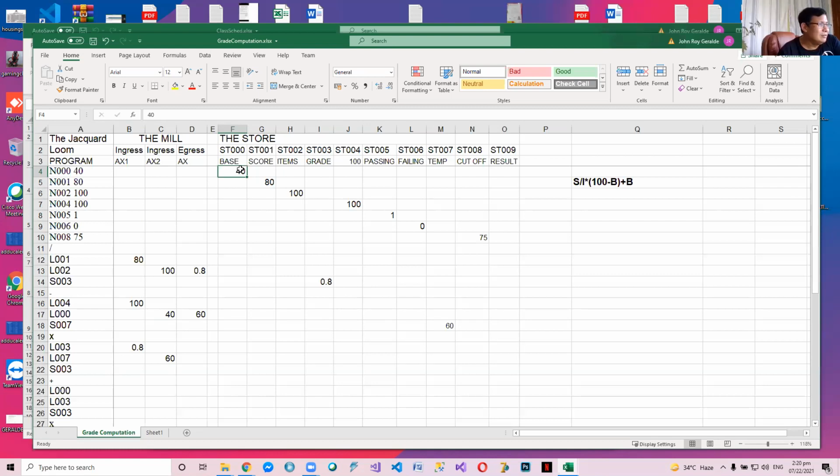Do you follow? Yes, sir. Pwede mo itong gamitin sa 50 because you'll just change this to N00 50. This is now 50 base. For example, I'll make this N00 50. This becomes 50, right? Right away, this is 50 base computation. Nawala yung aking keyboard. I'm sorry.